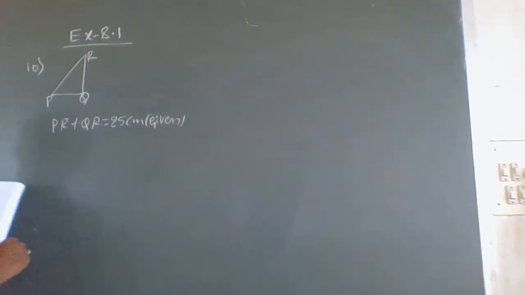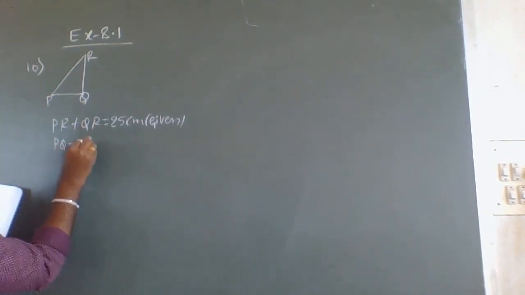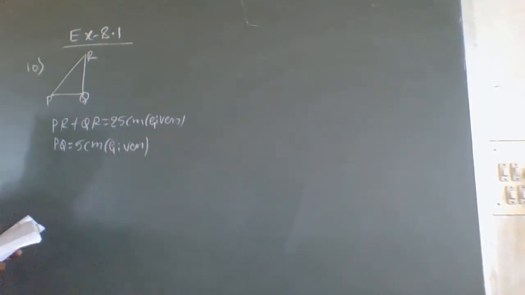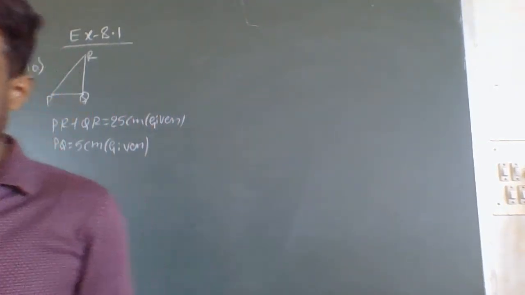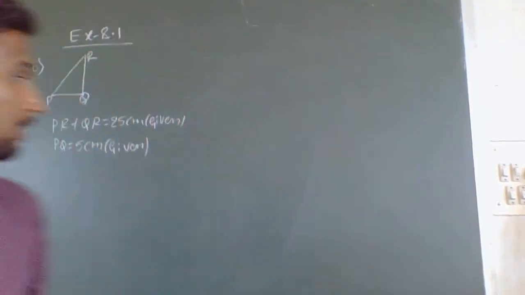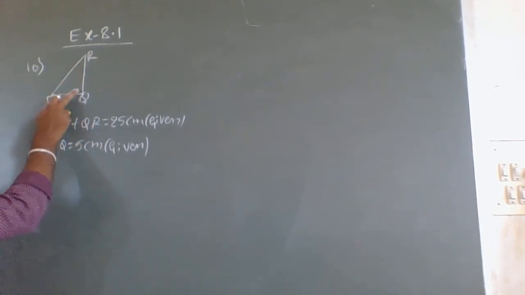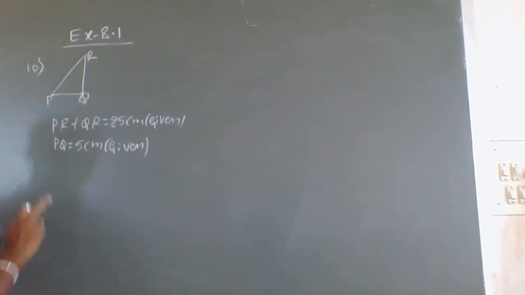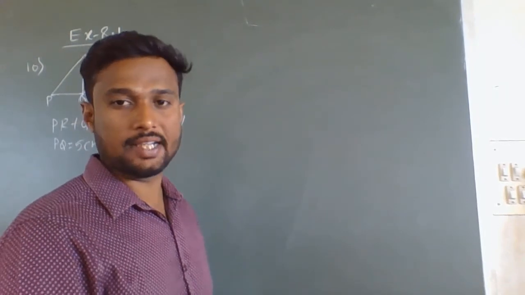And PQ equals to 5 centimeter. This is also given. Determine the values of sin P, cos P and tan P. Here they have given that this PQR is a right angle triangle, 90 degree at angle Q, and here PR plus QR is equal to 25 centimeter and PQ is equal to 5 centimeter. So we have to determine values of sin P, cos P and tan P.